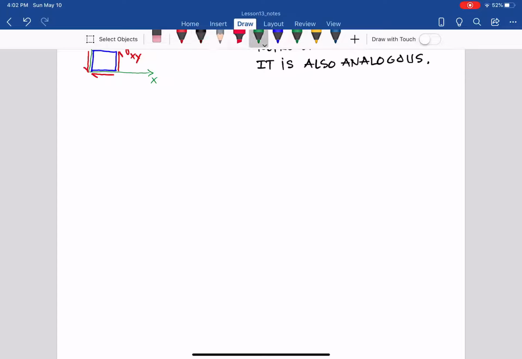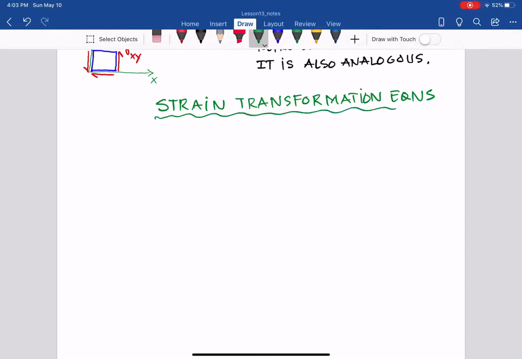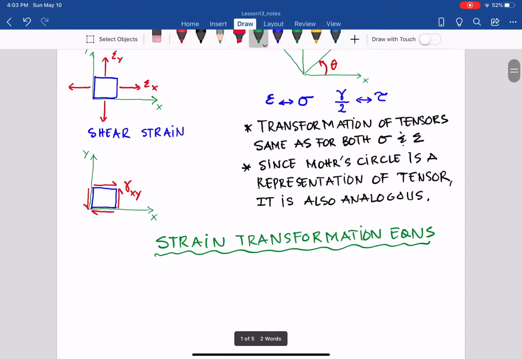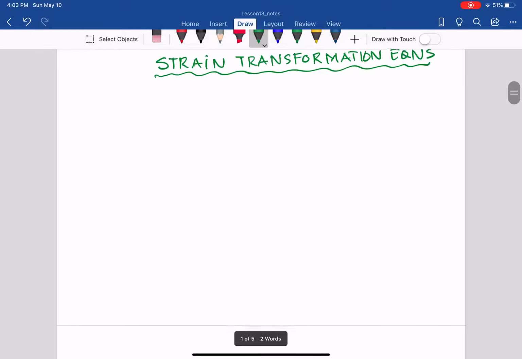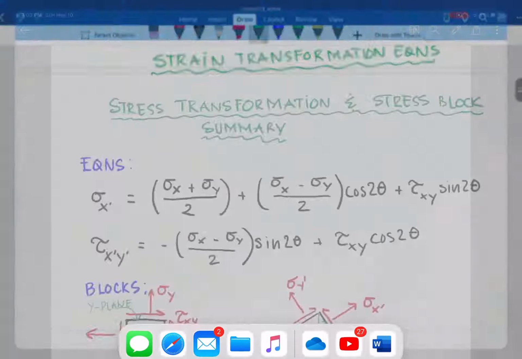So let's put down here. So what can we do with the strain transformation equation? Epsilon is the same as sigma, gamma over 2 is the same as tau. So we can have that the same. So let's go back to here to review.